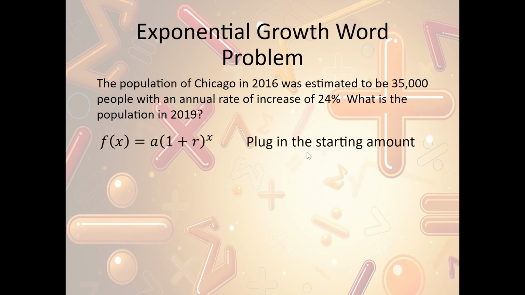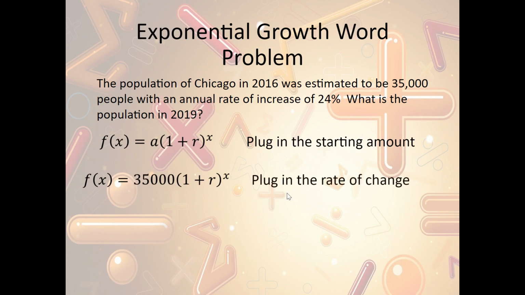And we're going to plug in the starting amount. Well, what did it start out at? Well, it started out at 35,000, so that goes in for a. So this is f(x) = 35,000 times (1 + r)^x. Then we're going to plug in our rate of change. Well, we can see that it changes by 24%. Well, 24% we need to write as a decimal. So this is really 24.0%, right? So we're going to move the decimal back 2 places, 1, 2. So it should change to be 0.24.